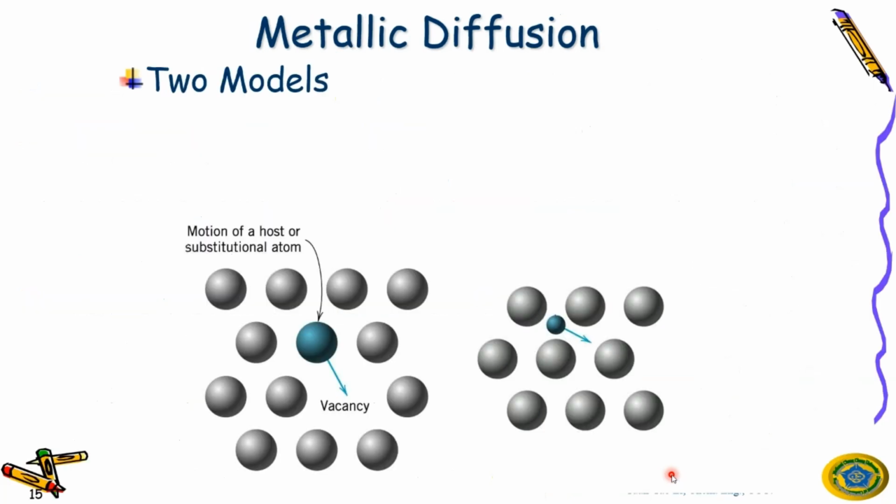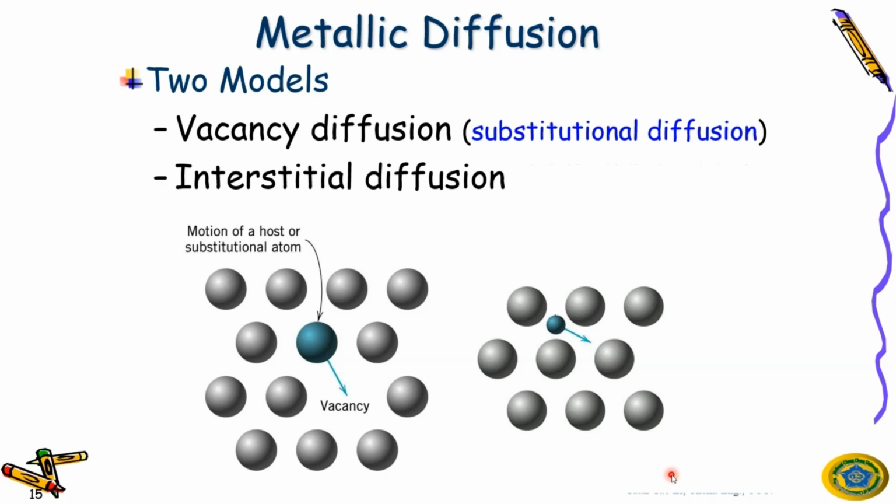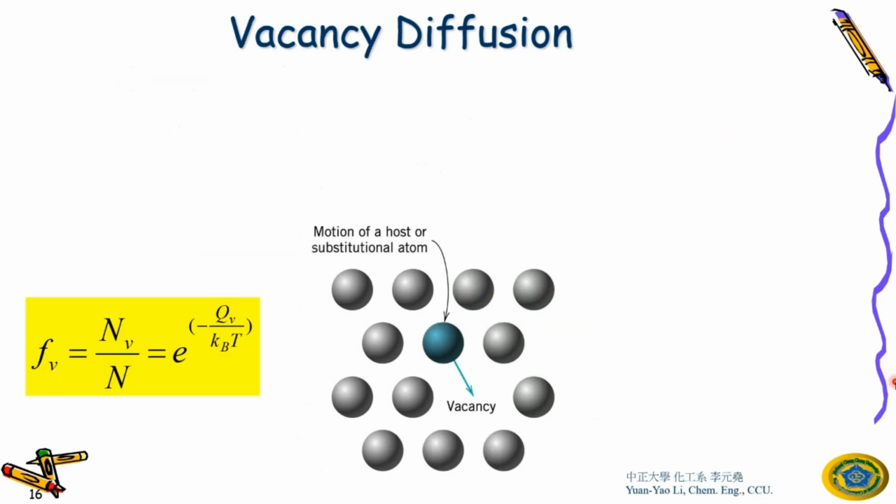So there are two models. As I just told you, the first model is vacancy diffusion, what we call substitutional diffusion, right? And this is called interstitial diffusion. So these are very easy, so please read this by yourself.